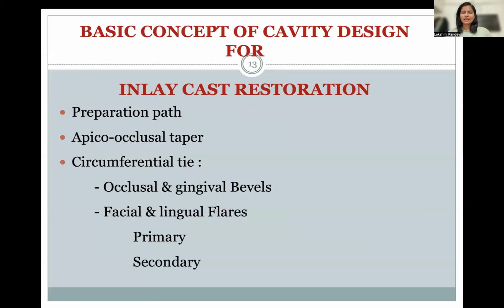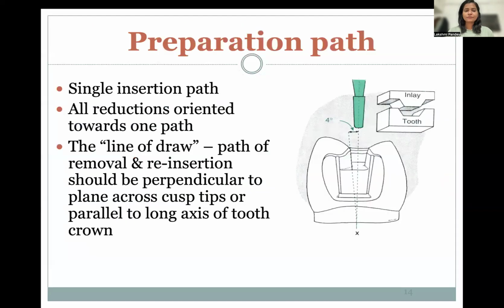Now let's just read about the basic concept of inlay cast restoration. Cast restoration can be inlay, onlay, multiple. I'll just give you a brief of inlay cast restoration, how exactly it is. There are three things that are most common. First, the preparation part: occlusal taper, circumferential tie. The circumferential tie can have occlusal and gingival bevels, facial or lingual bevels, just primary and secondary. Then the preparation path is a single insertion path, or all reduction oriented towards one path.